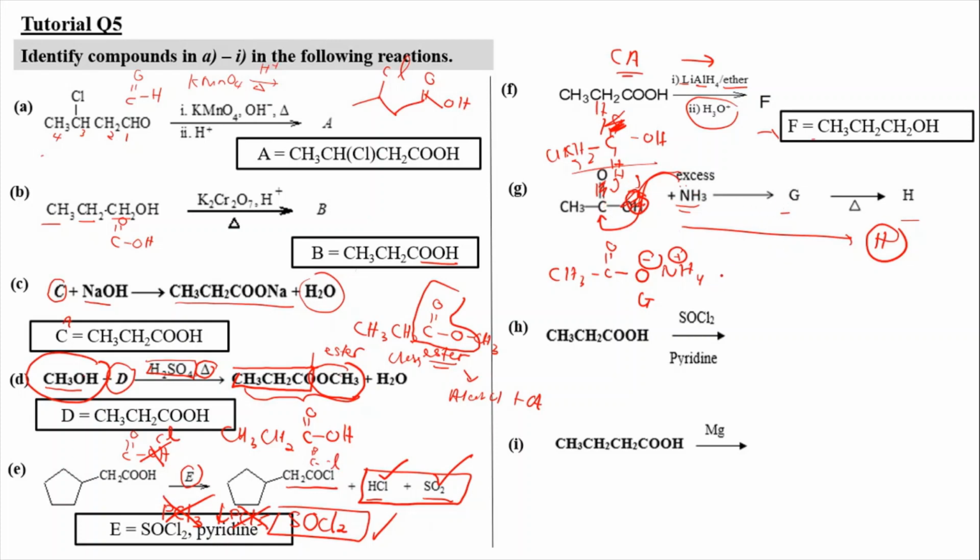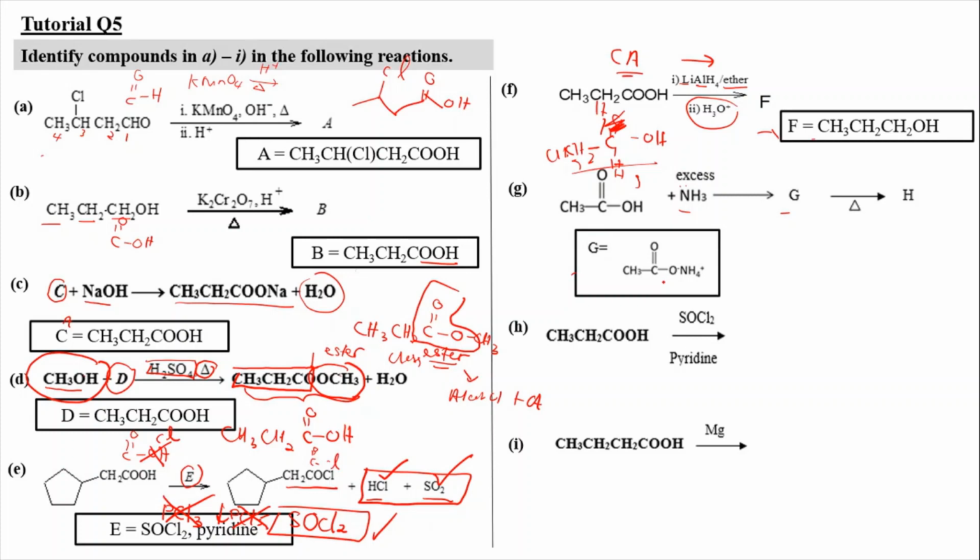So let's draw nicely. For G, you can draw it like this, which is C double bond O minus and NH4 plus because the ammonia is going to take the hydrogen. And for H, the ammonia is going to attack the nucleophile, and then this is going to take hydrogen, and then the OH group here is going to leave as a byproduct of water. So this is the structure of G and H.